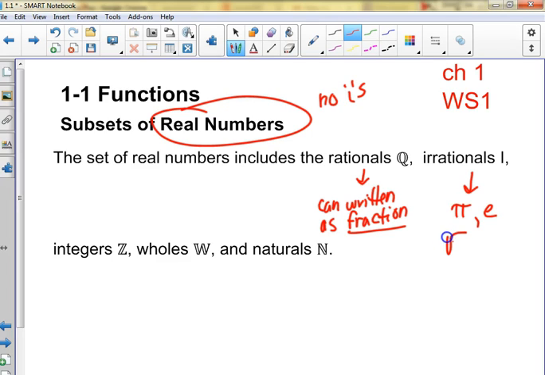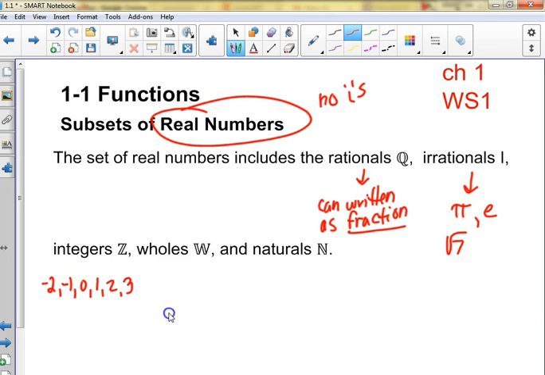Irrational also includes things like the square root of 7. Did you ever look at the square root of 7 and realize it doesn't ever repeat or end? Those are irrational numbers. It's not irrational if it can be written as a fraction, which means that any decimal that ends or repeats is rational. Integers are just the positive and negative whole numbers.